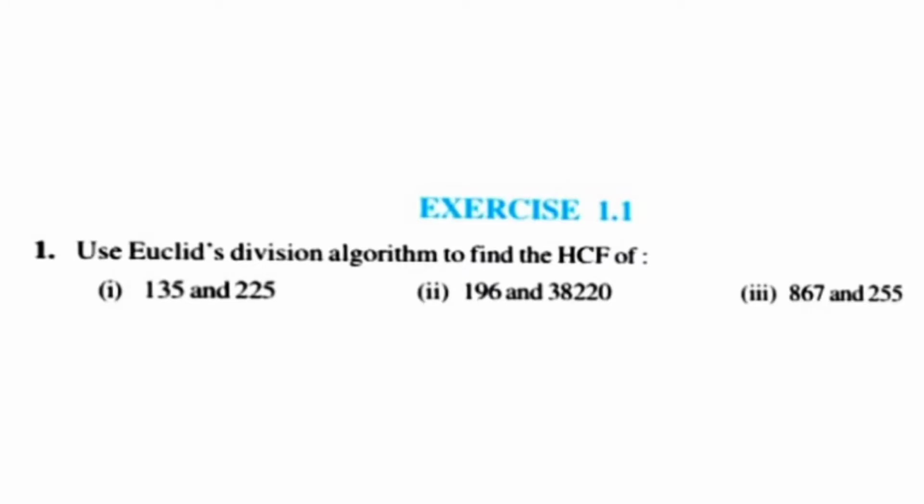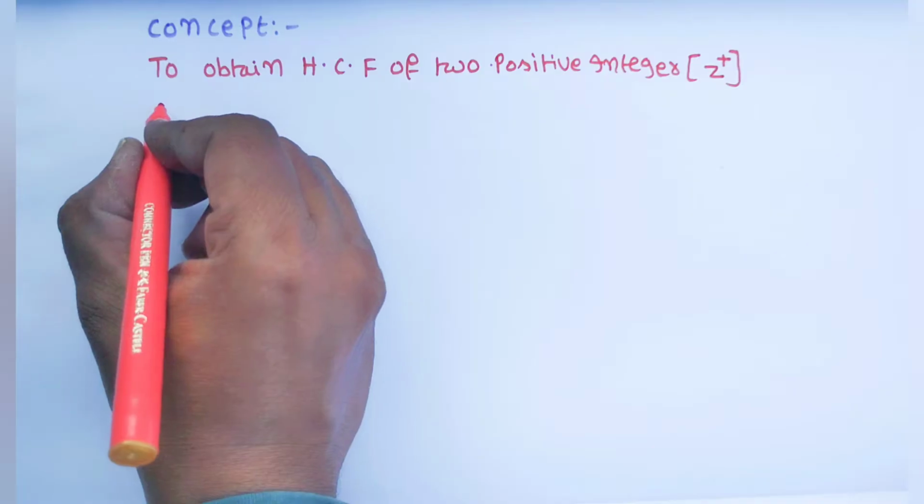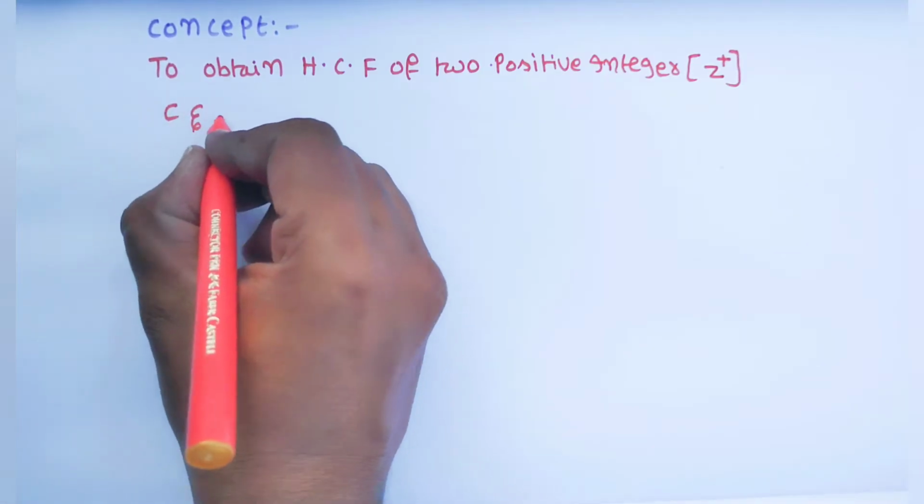Hi viewers, now we discuss the topic exercise 1.1 first question. Use Euclid's division algorithm to find HCF of 135 and 225. Before this solution, we take the concept.